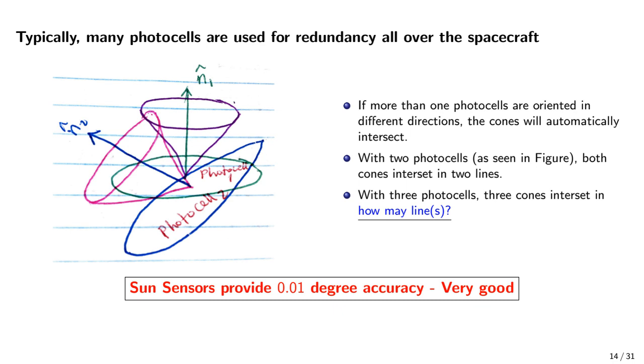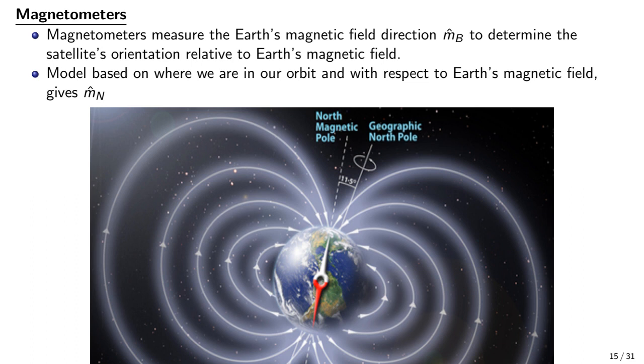And here I've emphasized that your sun sensors will provide 0.01 degree accuracy, which is extremely good compared to the other sensors. Okay. This is your magnetometer, and this is used to measure your Earth's magnetic field direction. I've indicated that as MB, unit vector MB. I always emphasize that unit vector, which is used to determine your satellite's orientation relative to Earth's magnetic field.